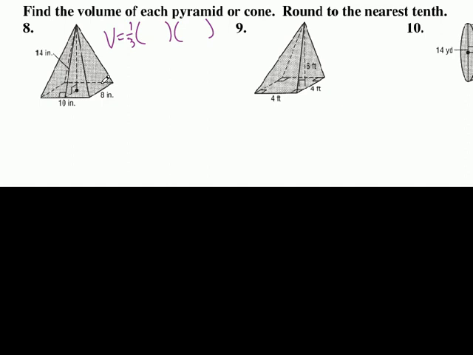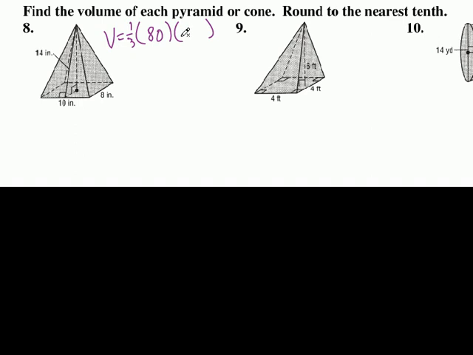So let's see. What kind of base do we have? Well, we've got a rectangle, don't we? 1, 2, 3, 4 sides. This side is 10, this side is 8, so that's pretty easy. That's just 10 times 8, isn't it? Which is 80. So that's the base right there. That's the area of the base times the height.